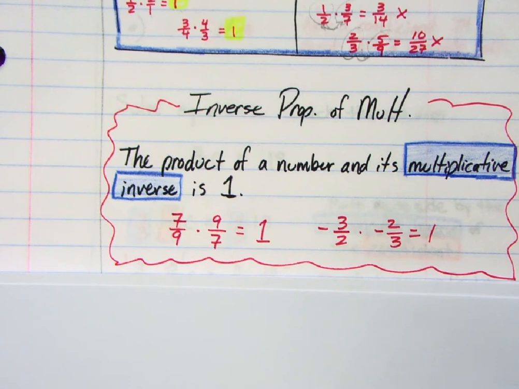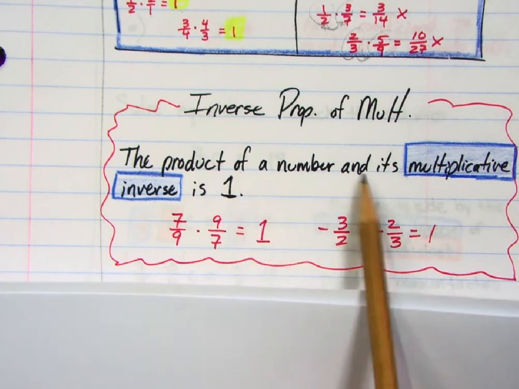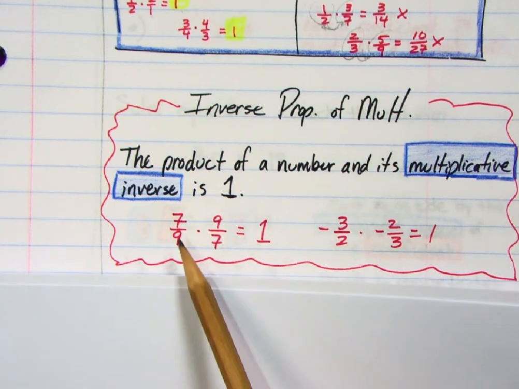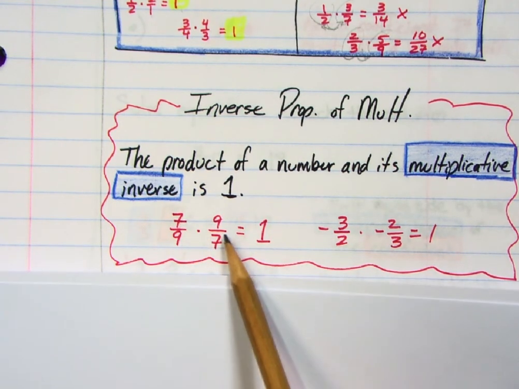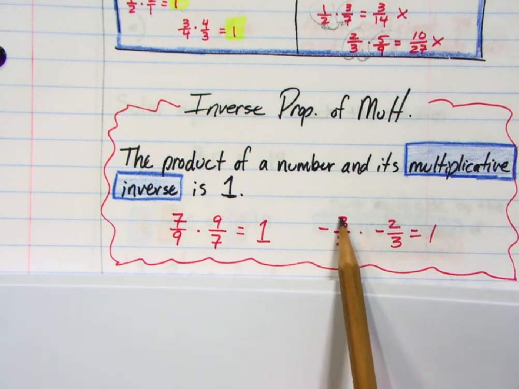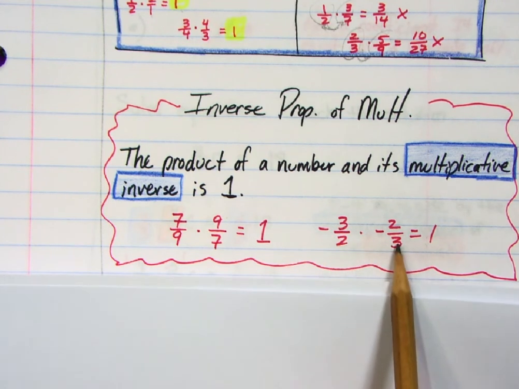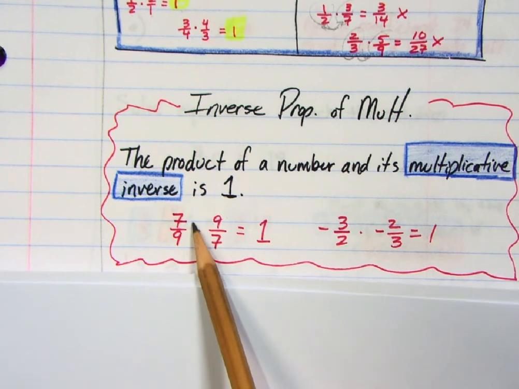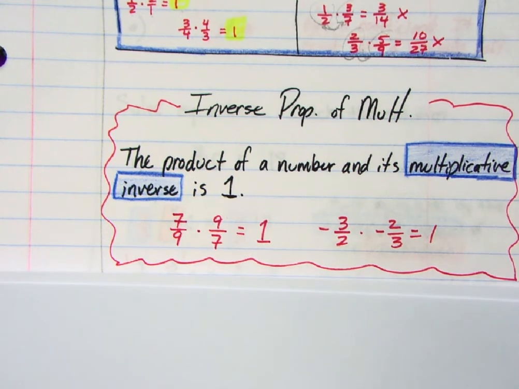The inverse property of multiplication says the product of a number and its multiplicative inverse is 1. Kind of what I mentioned already above. So 7/9 times 9/7 is equal to 1. Negative 3/2 times negative 2/3 is equal to 1. All you have to remember is you multiply by the reciprocal of the first fraction.